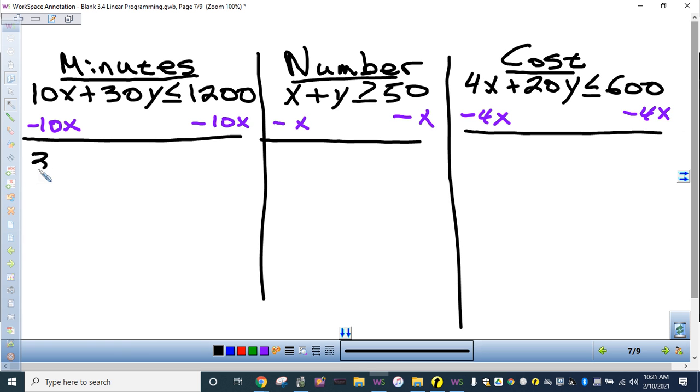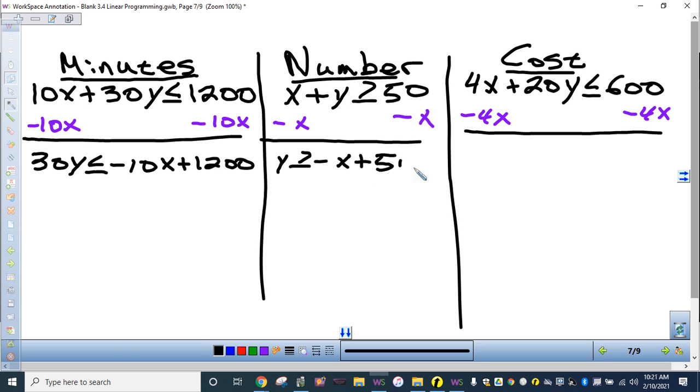Okay, so we get 30y less than or equal to negative 10x plus 1200. We get y is greater than or equal to negative x plus 50. 20y less than or equal to negative 4x plus 600. Some of you will like to just solve one problem at a time, not do one step at a time. I don't care, that's fine. So I'm done with the middle problem.